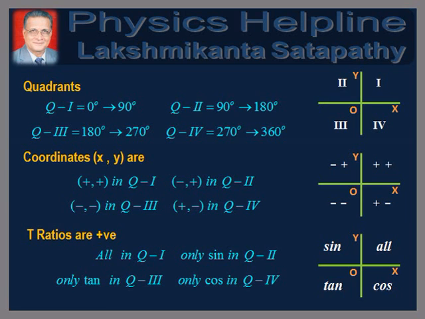Now cos theta is equal to x by r and sin theta is equal to y by r. Since r is positive, we have in Q1 both sin and cos are positive, therefore tan is also positive. In Q2 sin is positive and cos is negative, therefore tan is negative. In Q3 both sin and cos are negative, therefore tan is positive. In Q4 sin is negative and cos is positive, therefore tan is negative. Now we are in a position to derive the identities using these concepts.